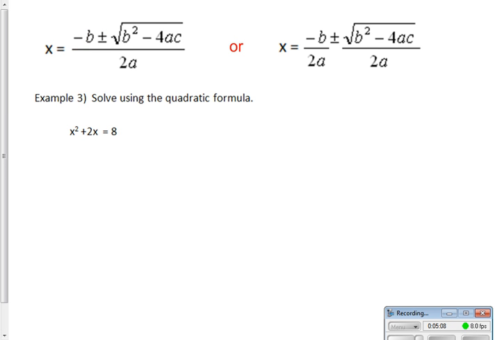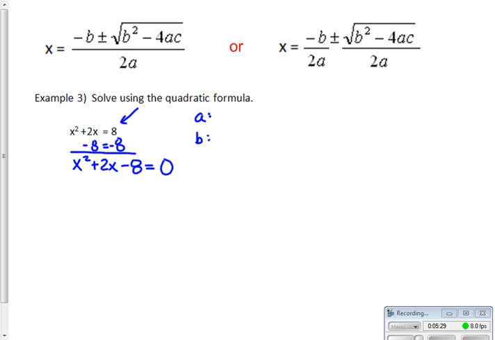Example 3, I want you to go ahead and work it out, so you should pause the video. Remember here, before we start, we need to get everything onto one side. So I'll help you with that first step. We need to subtract 8 from both sides. We have x squared plus 2x minus 8, and then that would be set equal to 0.